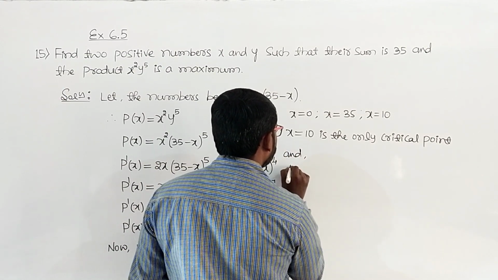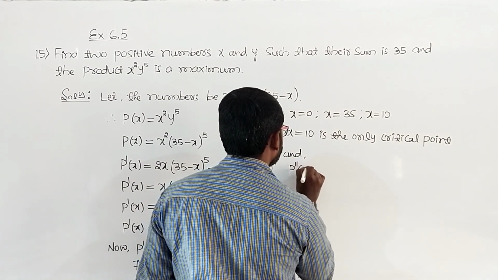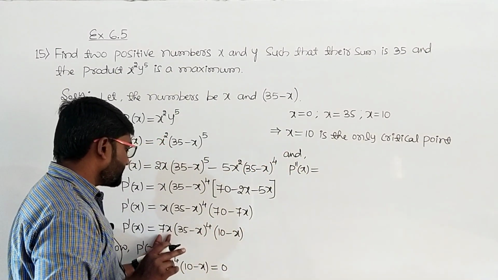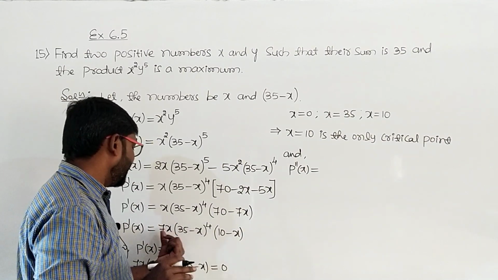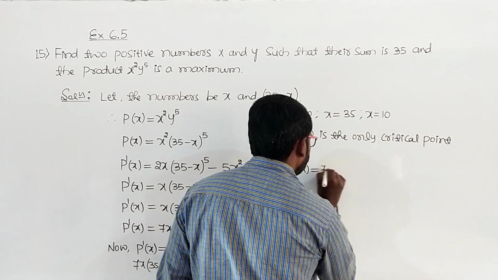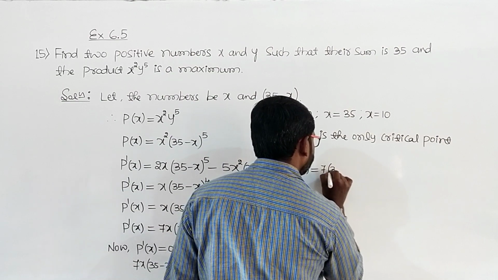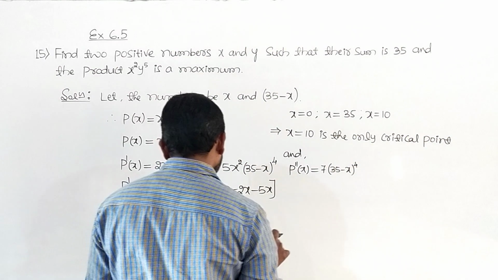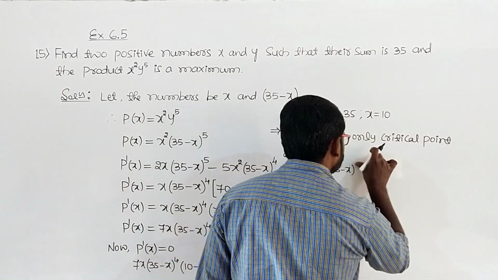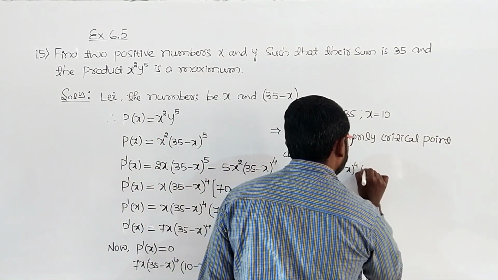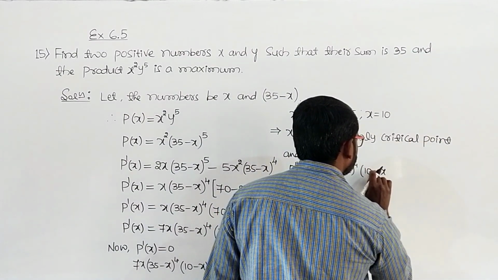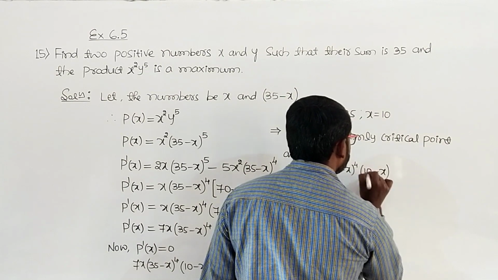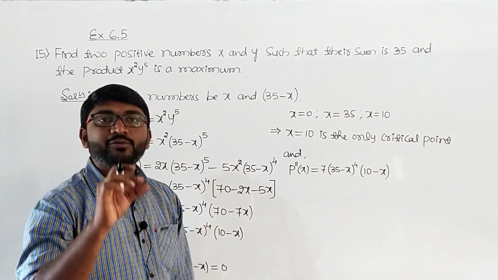p double dash of x equal to, so differentiate the first function, write the next 2 as it is. Derivative of 7x will be 7, and I will be writing the remaining 2 terms as it is: 35 minus x to the power 4 and 10 minus x. So this is the u dash v w plus u v dash w.